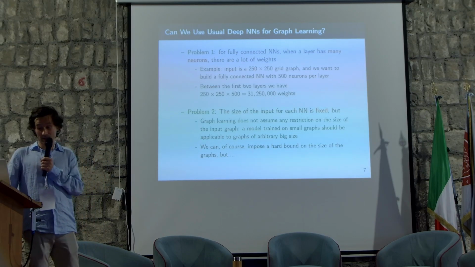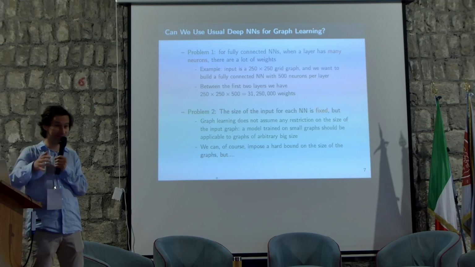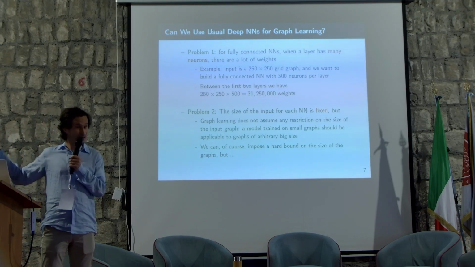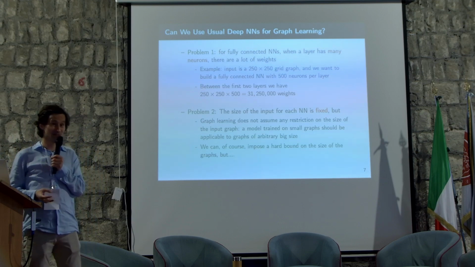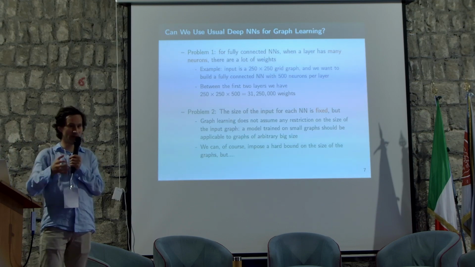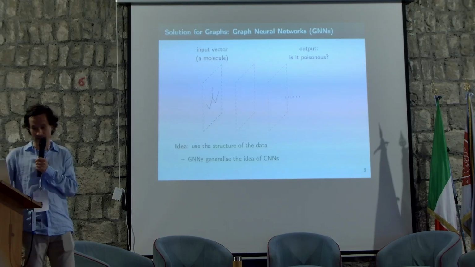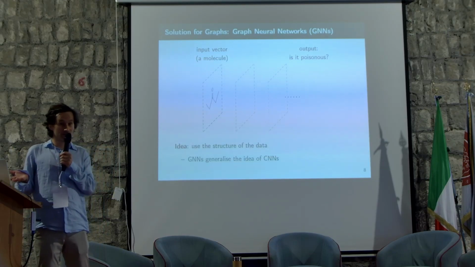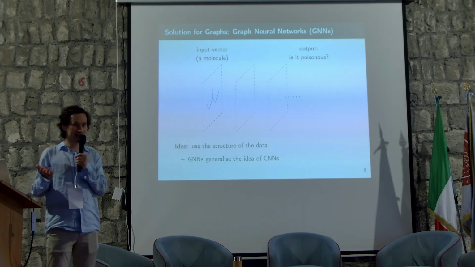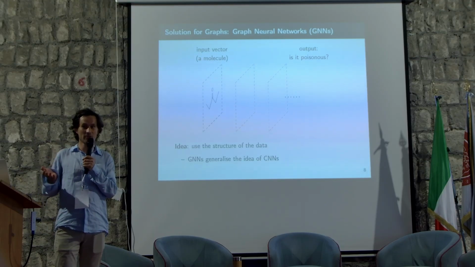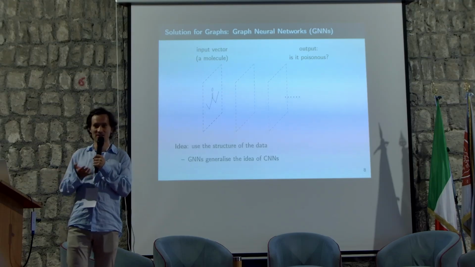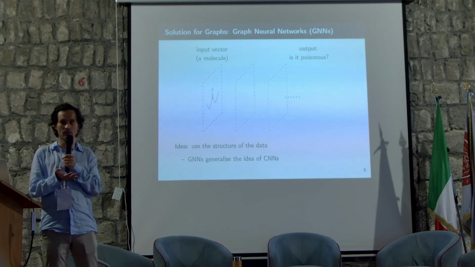Of course, you can do something with a complex embedding of these graphs into fixed-size vectors. But this is what you want to avoid, right? You want to work naturally with graphs. And this is basically what GNNs do. If you don't know graph neural networks, but you know, say, convolutional neural networks, then basically GNNs are a generalization of CNNs to graphs.